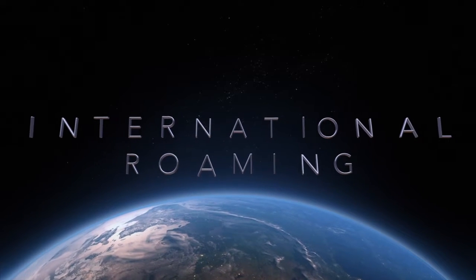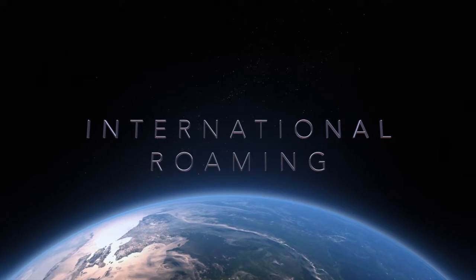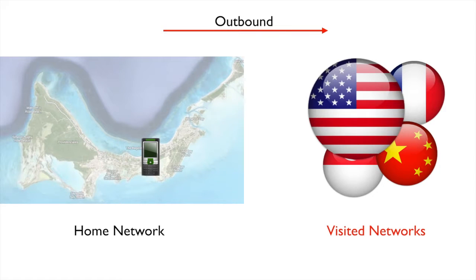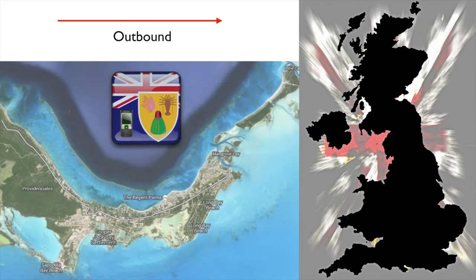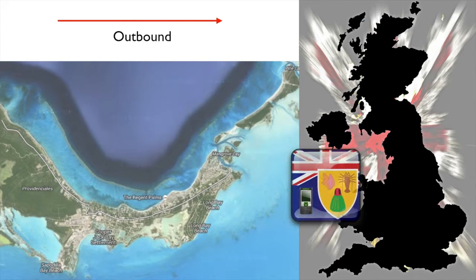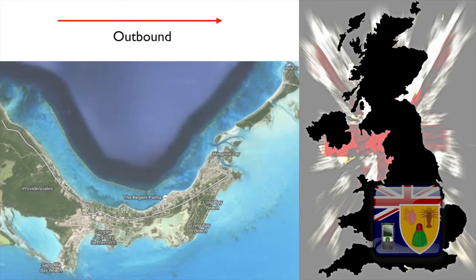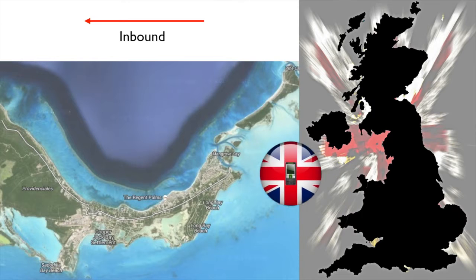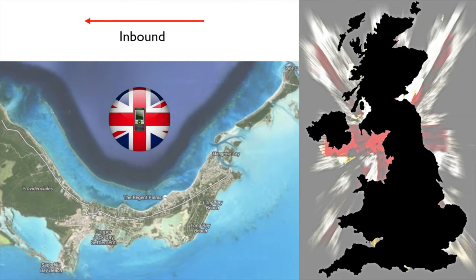This training module assumes a working knowledge of SS7 and core networks. There are two types of roamers: outbound and inbound. An example of an outbound roamer would be a belonger with a Turks and Caicos handset travelling to England and attaching to a British network. An example of an inbound roamer would be a British tourist visiting Turks and Caicos and attaching to a Turks and Caicos network.